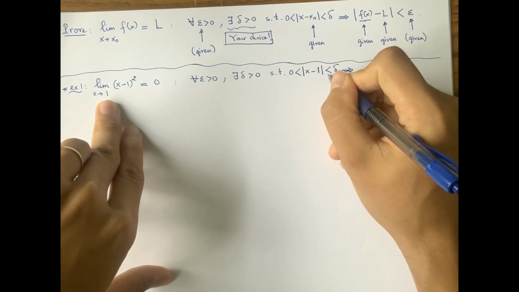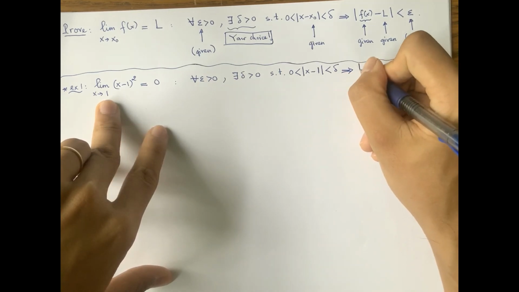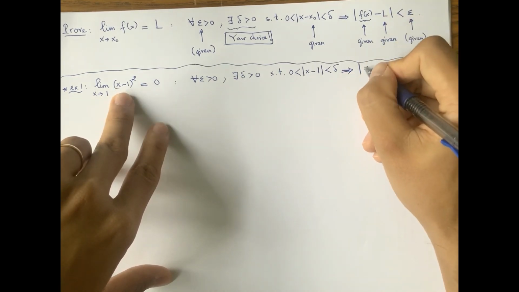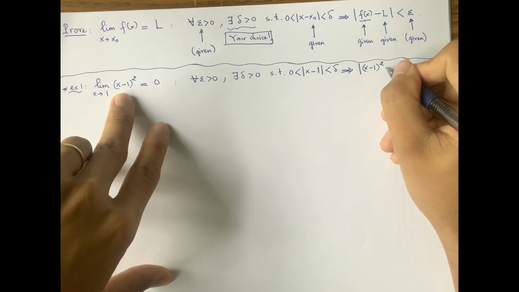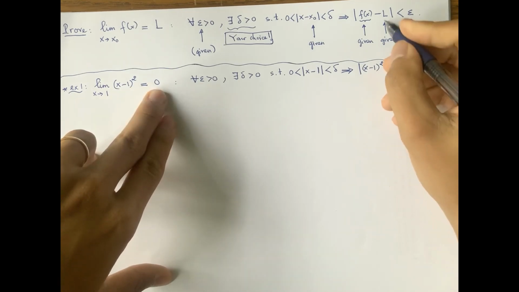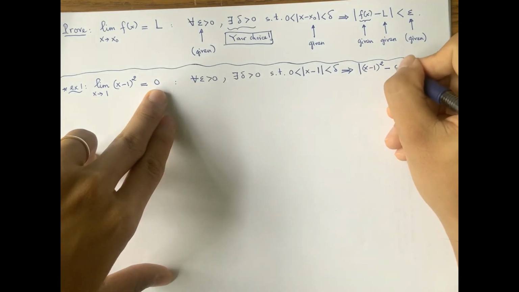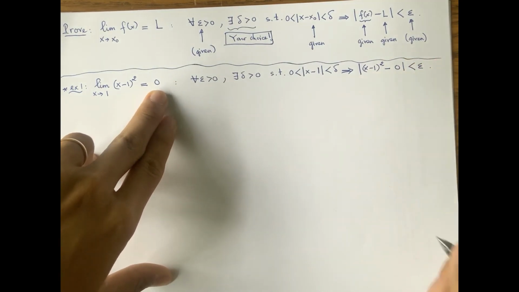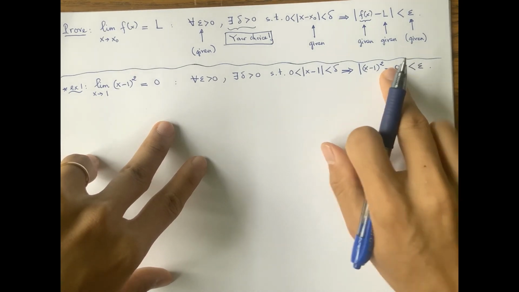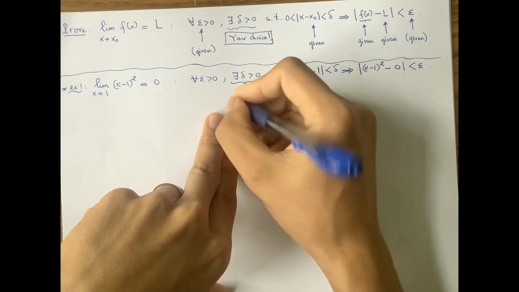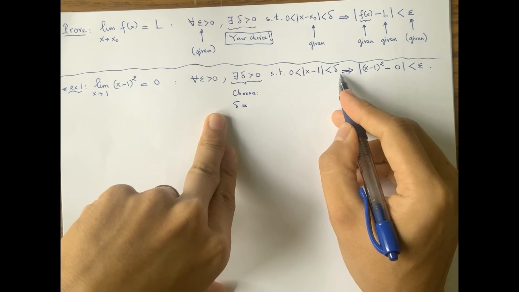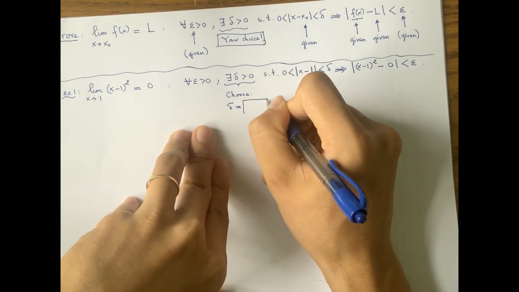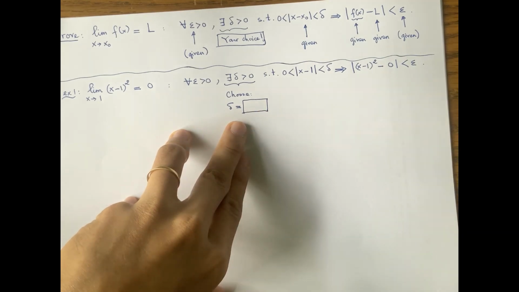then this inequality would immediately imply that f of x, which is x minus 1 squared, minus L, which is 0, you need it to be less than epsilon. In other words, you want this to be less than epsilon. You will need to choose an appropriate delta to make this imply this. There's going to be a box. You will choose the delta, put it into the box to show that you can always do so.